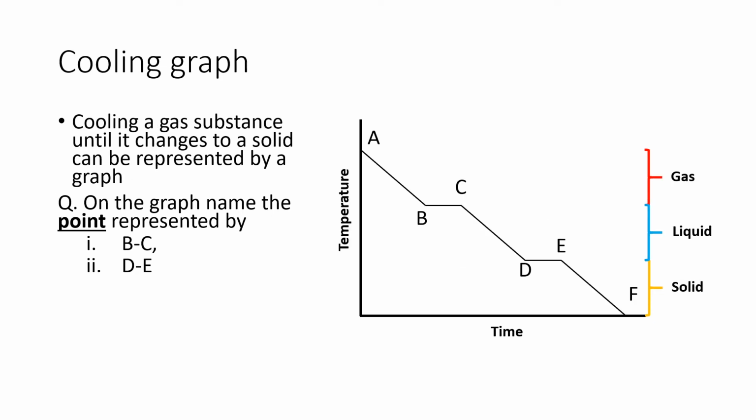On a cooling curve, we talk about two different points, but when we're talking about cooling, we're talking about reverse processes. So we're talking about freezing and we're talking about condensing. On the graph, name the points represented by B and C and D and E, remembering they're horizontal and there's no temperature change. So the points must be the condensing point and the freezing point because we are cooling rather than heating.